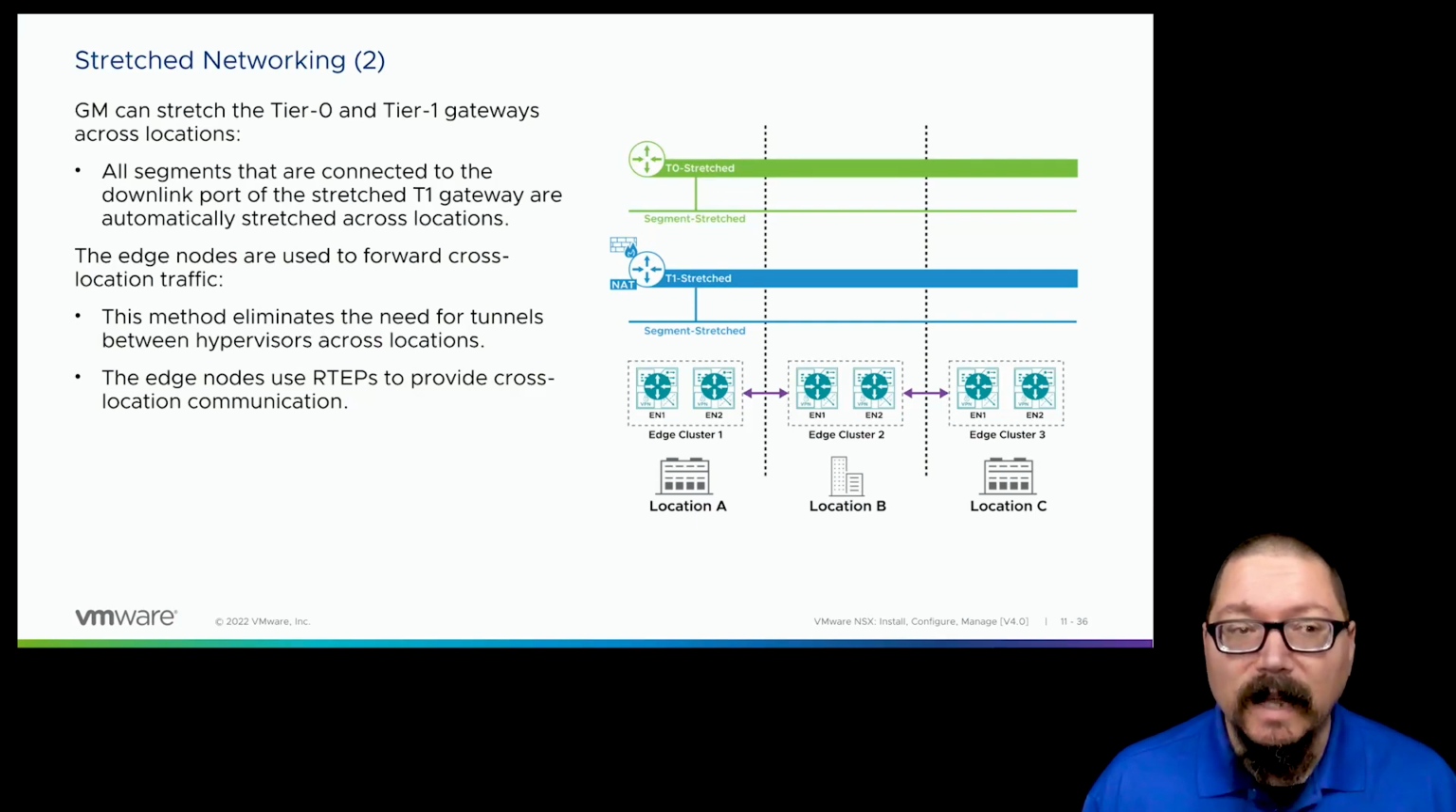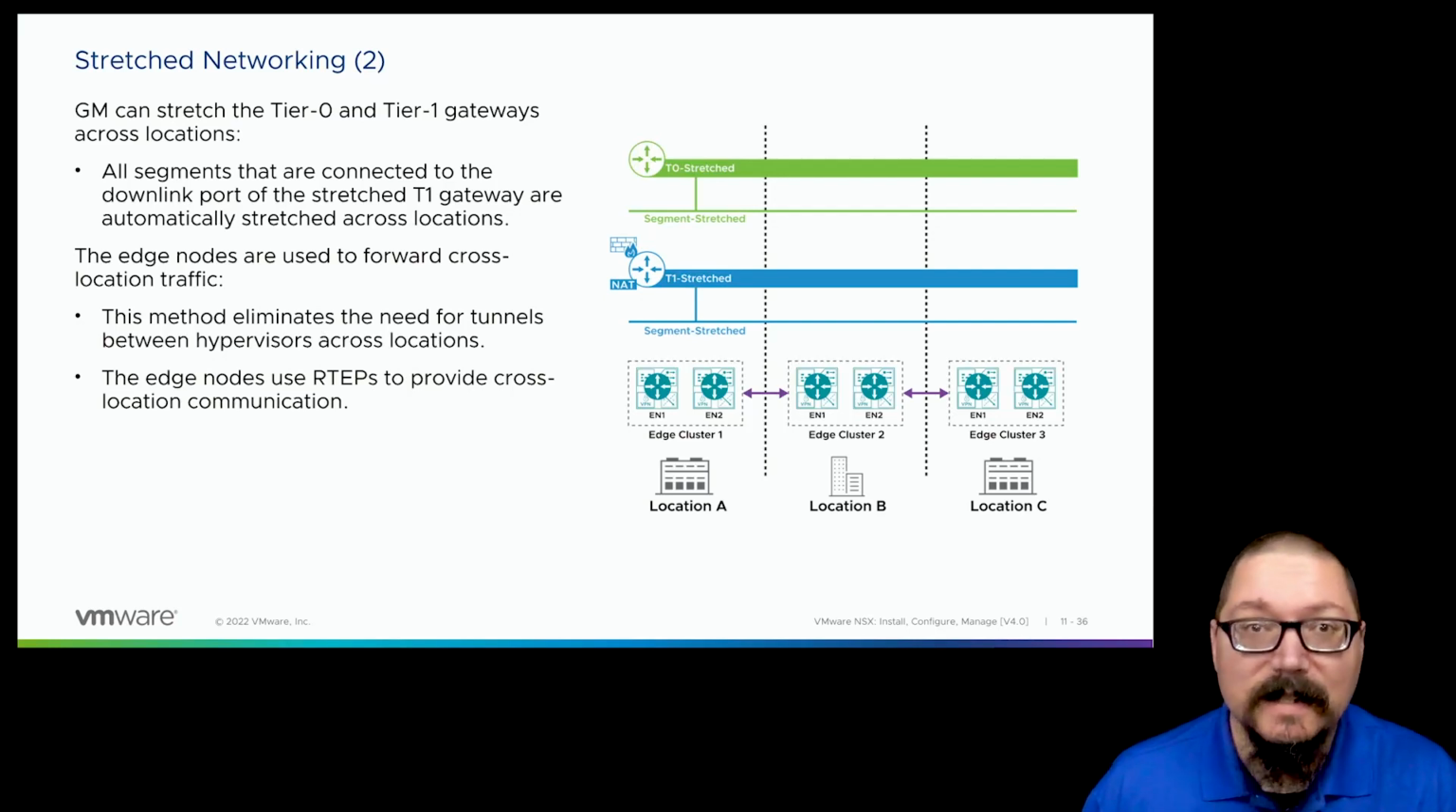Now, to get traffic from one location to another, we have a construct called an RTEP, or a remote tunnel endpoint. Remote tunnel endpoints exist on our edge nodes, only on our edge nodes, and only in the context of Federation. We're going to set up these remote tunnel endpoints to provide basically a site-to-site overlay network so that we can send traffic back and forth.